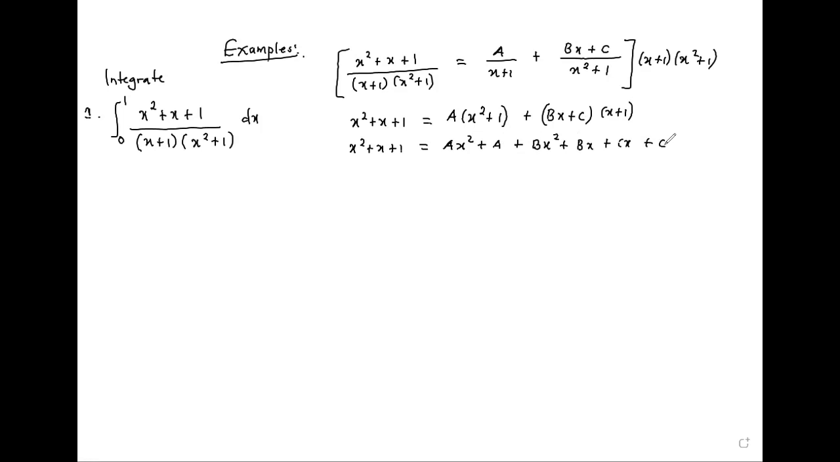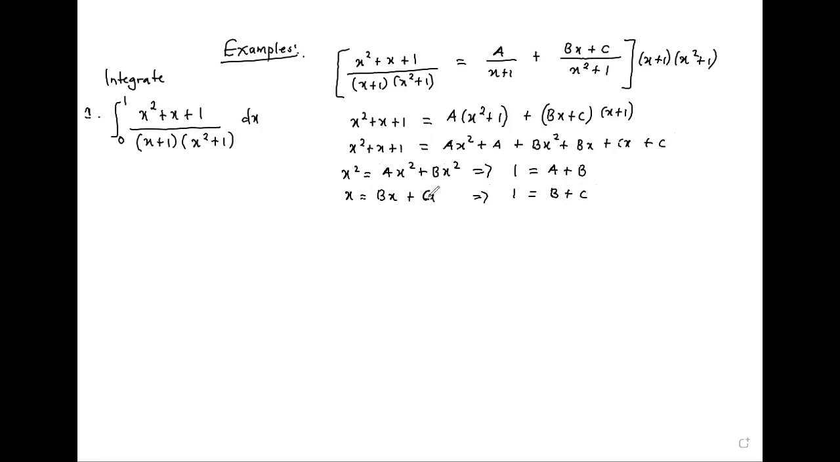So now we equate the coefficients. The x squared should be equal to Ax squared plus Bx squared, telling us that 1 should be equal to A plus B. Then x should be equal to Bx plus Cx, telling us that 1 should be equal to B plus C. You just go for the coefficients.